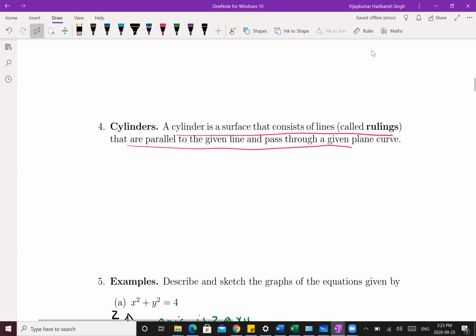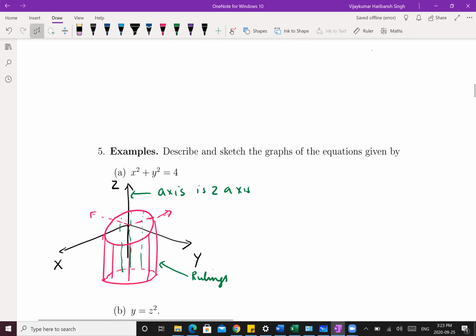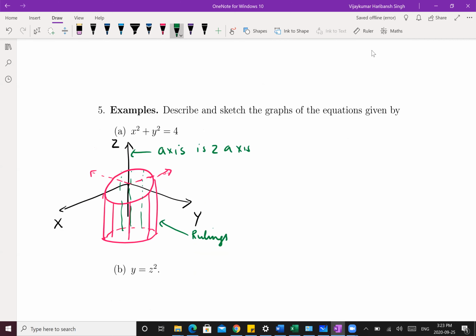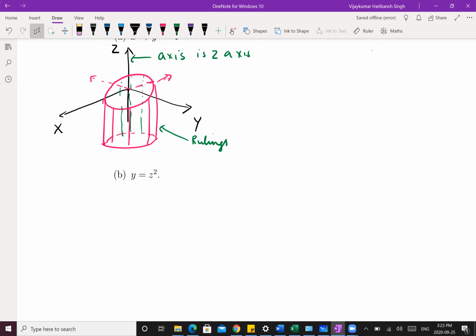So essentially the surface consists of lines that are parallel to a given line, passing through the plane curve. Your plane curve is x squared plus y squared equals 4, and these are the rulings. Of course, they go in both directions, so they go up as well. Now let's look at the following.